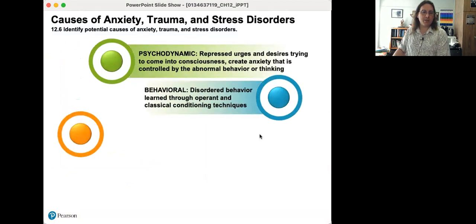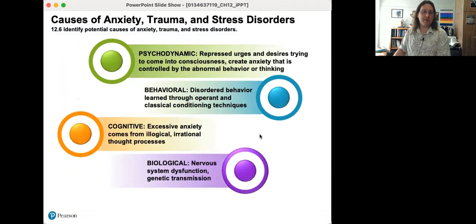All right, so what are some causes of trauma, anxiety, and stress disorders? We can look at that from 4 different models: the psychodynamic model, similar to what we looked at in previous situations, the behavioral model, the cognitive model, and biological reasons.